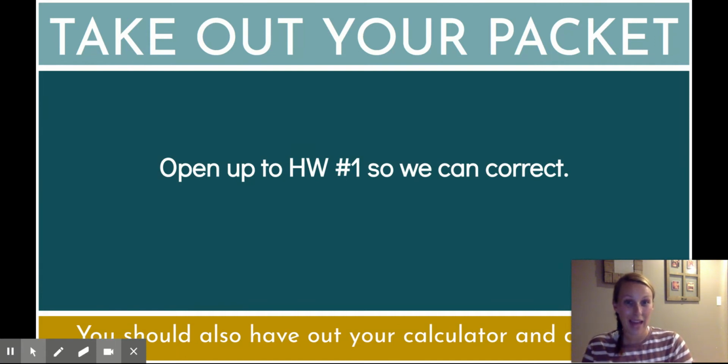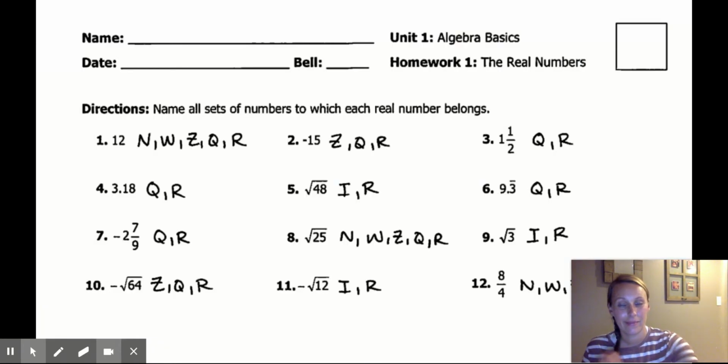After you're done with that, we're going to take out your packet if it's not already out. Open it up to homework number 1 so we can correct. Yesterday I assigned you some practice on classifying numbers using the real number system, and I used just the abbreviations. If you wrote the words out, that's okay too.